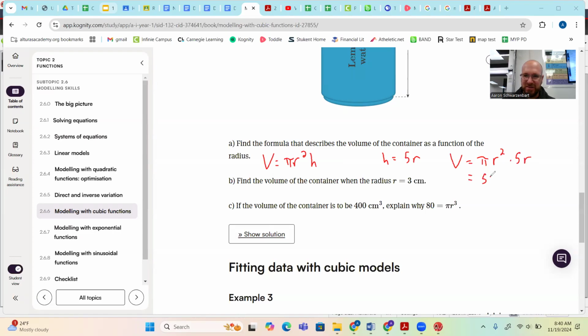Or when I simplify, 5 pi r cubed. Find the volume when r is 3. Three cubed is 27. 27 times 5 is 135.